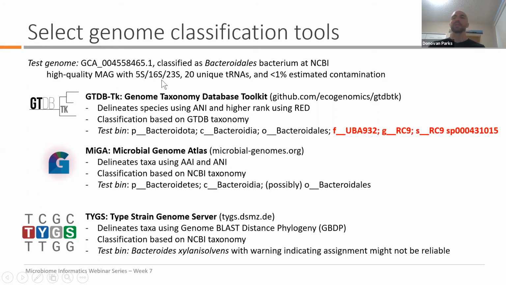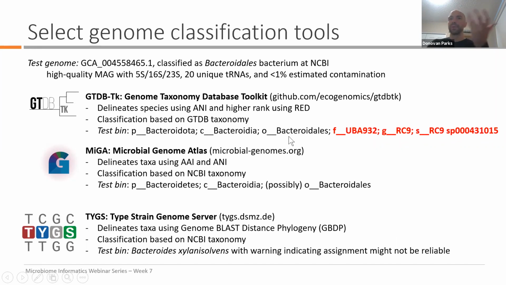Indeed, this is a MAG, but it's a very high quality MAG. It has all of the ribosomal genes, it has 20 tRNAs, and it's estimated to be less than 1% contaminated. If you submit this genome to GTDB-Tk, what you're asking is to determine the taxonomic classification of this genome, where species are delineated using ANI and higher ranks are delineated using relative evolutionary divergence. The classification you get back is relative to the GTDB taxonomic framework.